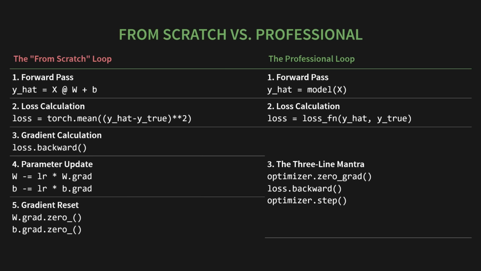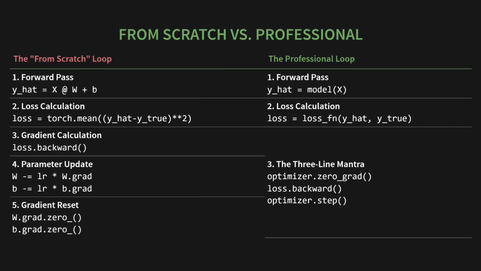And now for the big one, steps 3, 4, and 5. Before, we had 3 separate manual steps, loss.backward, then updating w and b by hand, then zeroing out their gradients. Now, it's all replaced by the 3-line mantra.